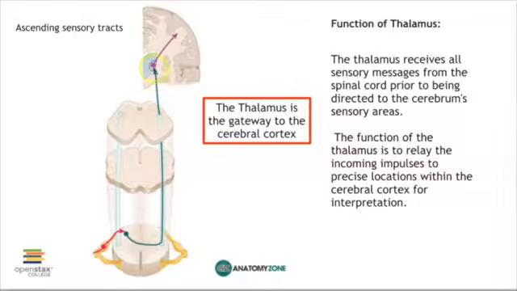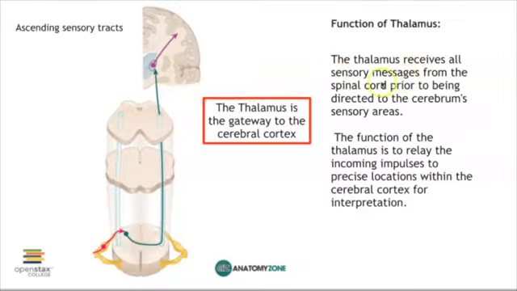Where is it going to go? It is going to synapse. This interneuron is going to synapse with an interneuron in the thalamus. Once it gets to the thalamus, it is going to relay that impulse, that sensory information, that sensory impulse to its precise location within the cerebral cortex for interpretation. So hopefully that makes sense.